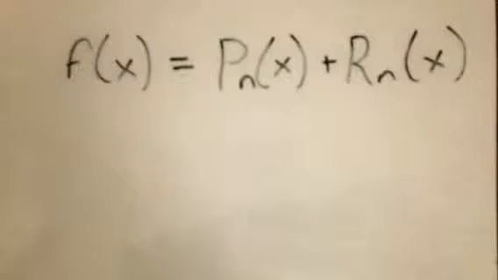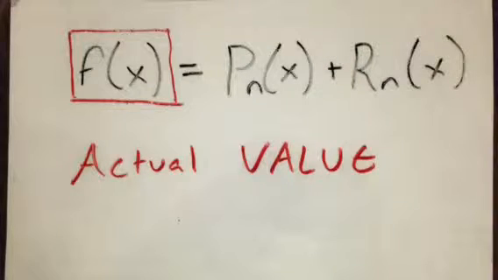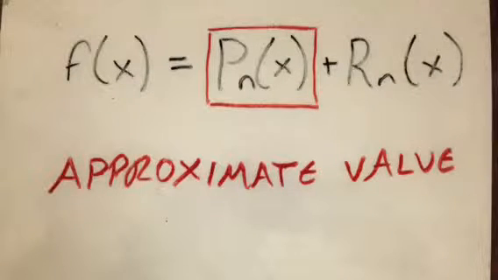And I know this just looks like a bunch of letters, but let me explain. First, you have the actual value, which is f of x. That's very simple. That's the original graph. In our first example, that was e to the x. That's just the actual graph represented in terms of x normally. Then you have the approximate value. The approximate value is what we've been finding by finding the Taylor polynomials.